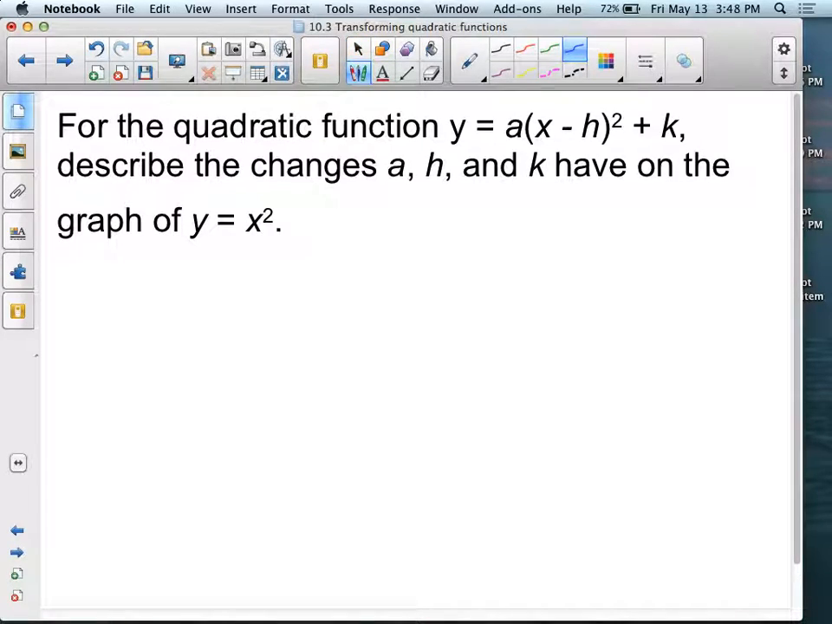All right, if you went back through your notes, you probably realized that when a was greater than 1, it became more narrow. And between 0 and 1, it became wider. And when it was less than 0, it was a flip.